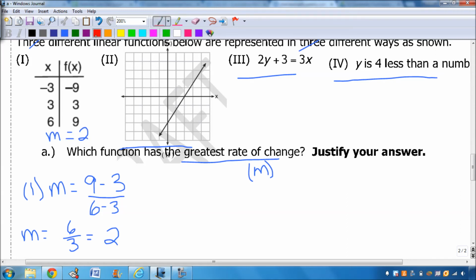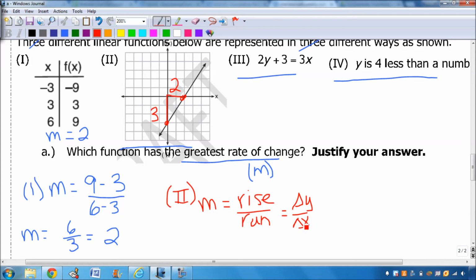Okay? Now let's figure out our rate of change for function number 2. So for function number 2, I'm going to do rise over run because it is a graph. Here's a starting point. Here's an ending point. It went up by 3 and it went to the right by 2. I could also say delta y over delta x because it means the same thing. So y is changing or going up by 3, and it's going over by 2, so that's my slope of this line right here. So m here equals 3 over 2, or remember 3 over 2 just means 1.5, okay?